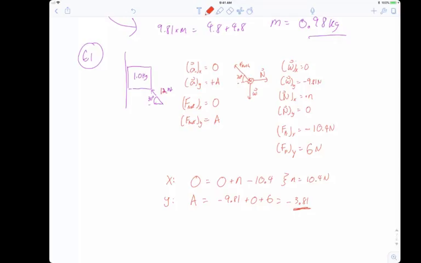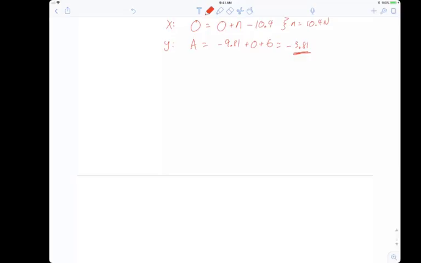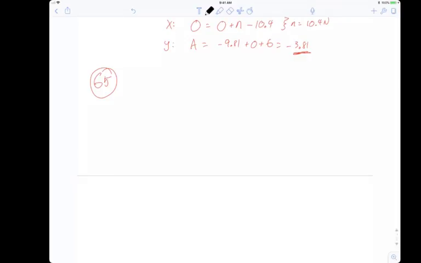So, next question is question 65. Two blocks are at rest on a frictionless incline. Well, at least they told us. 20 degrees. What are the tensions of the two strings? Oh, this is a fun one. Okay.